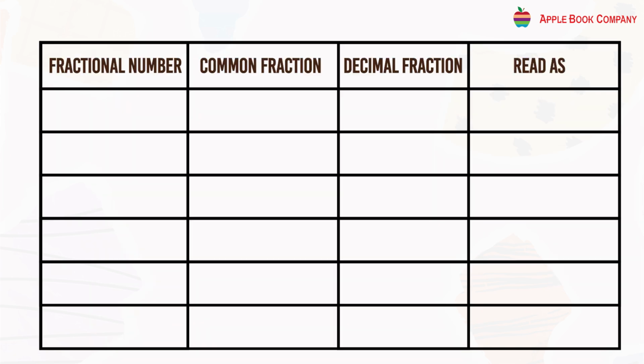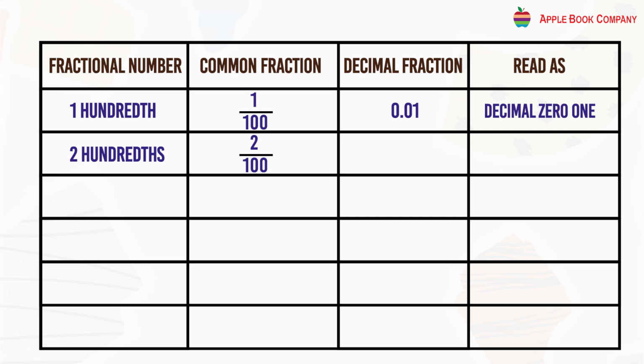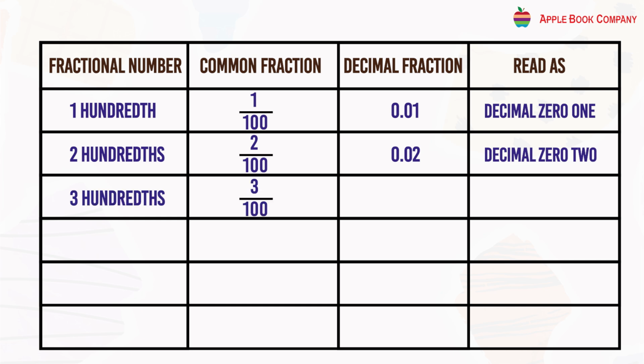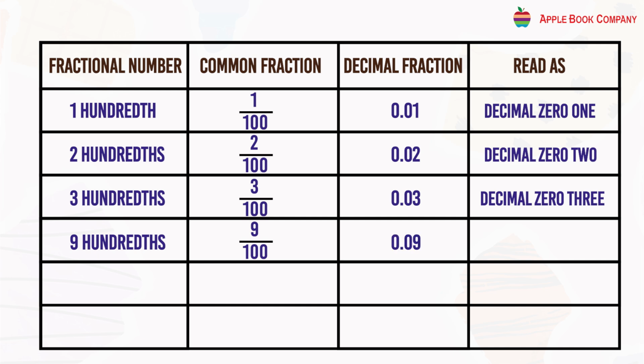We can continue the hundredths in the following chart. Fractional number 1/100th, common fraction 1 by 100, decimal fraction 0.01, read as decimal 01. And let us continue reading. 2 hundredths, 2 by 100, 0.02, decimal 02. 3 hundredths, common fraction 3 by 100, decimal fraction 0.03, read as decimal 03. 9 hundredths, 9 by 100, 0.09, decimal 09.